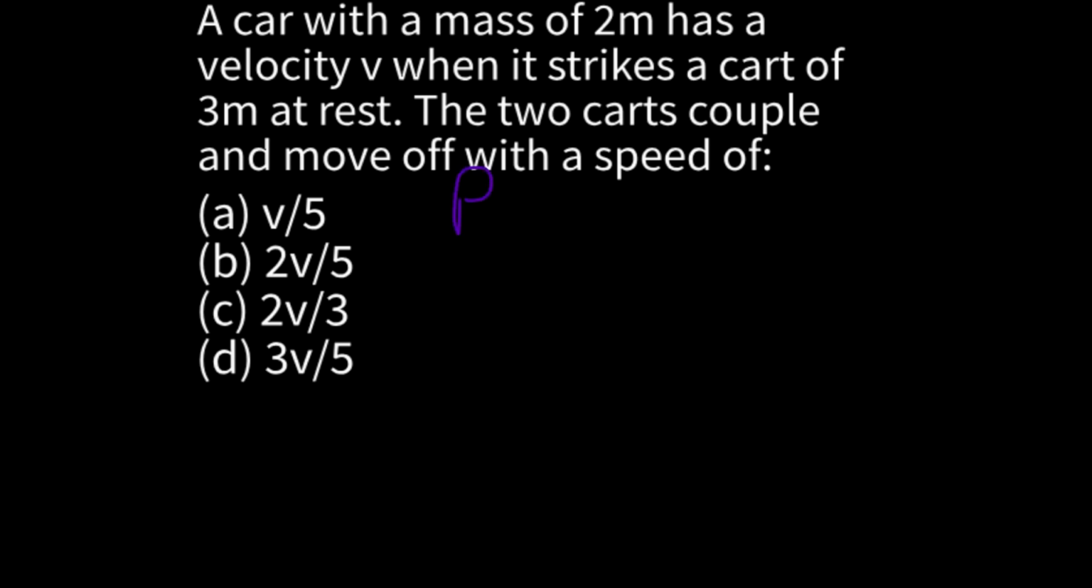So that means our initial momentum is going to equal our final momentum. Our initial momentum of our cart system, I should say cart, not car, is going to be the momentum of our first cart plus the momentum of our second cart, and that's going to equal the momentum of carts 1 and 2. This here is our initial momentum, that's our final momentum.